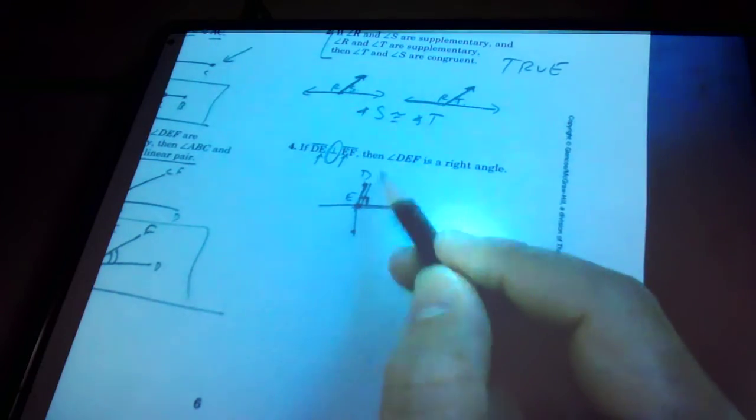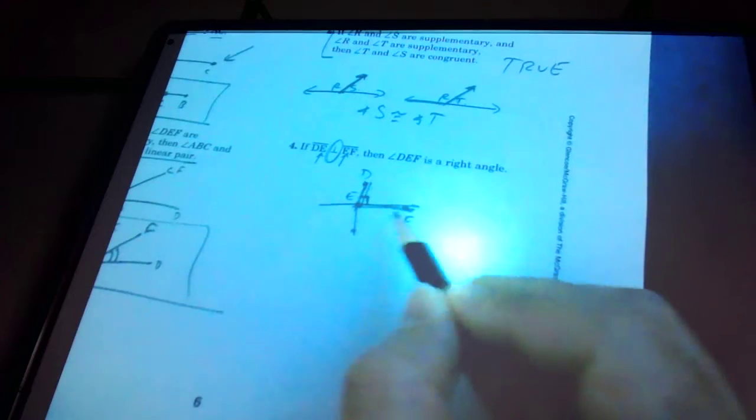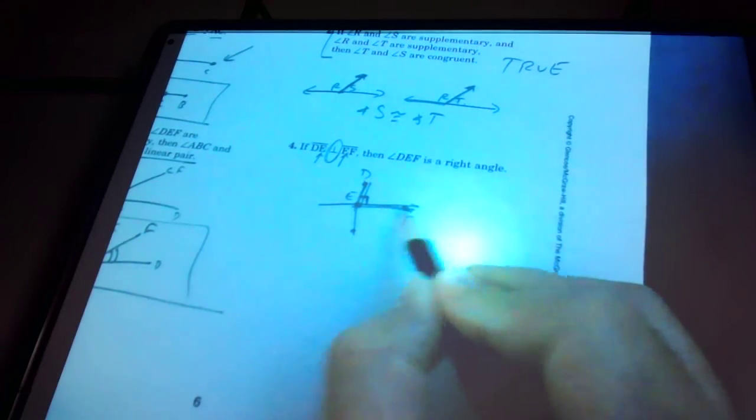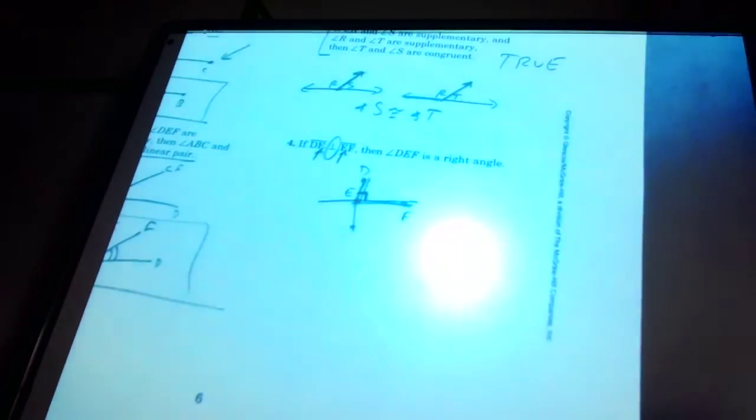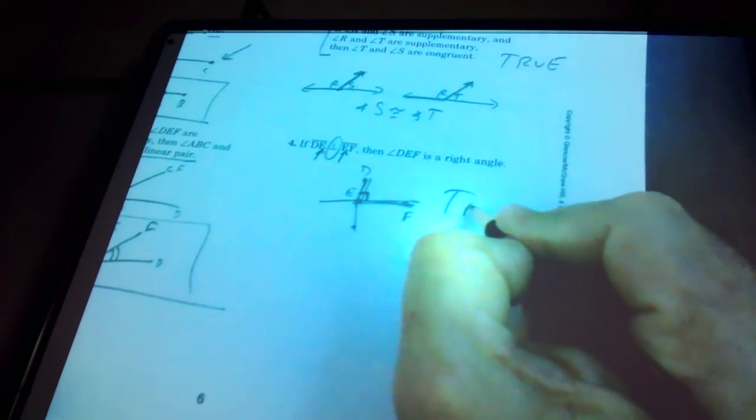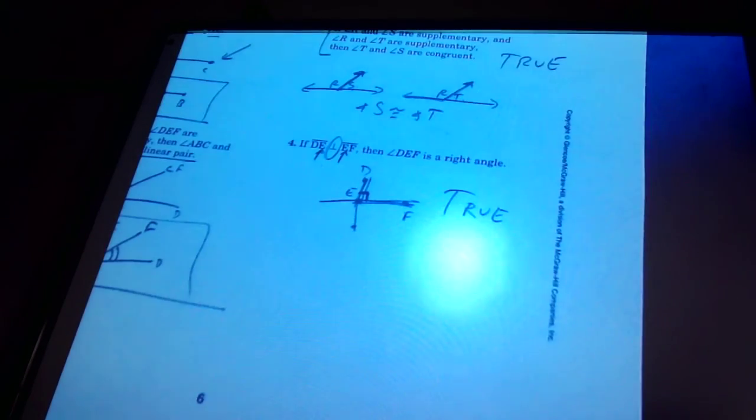We've got segment DE, and I drew it and then continued it. It's perpendicular to segment EF, and I can just kind of continue it so you can see it. If it's perpendicular, then I know right here that's got to be 90 degrees. Since this is my shared letter, I know that's my vertex. So this says then DEF is a right angle. Yeah, it has to be. That has to be true. There's no other way about it. You got to pay attention to your letters, okay?